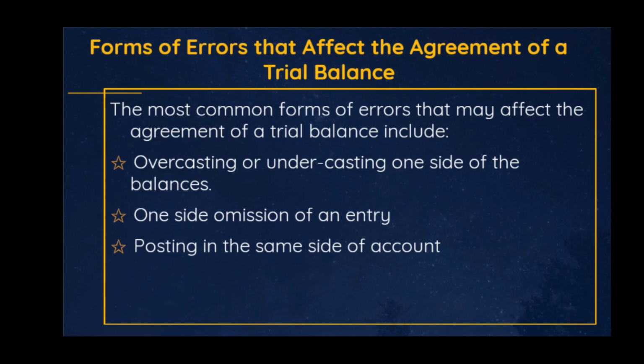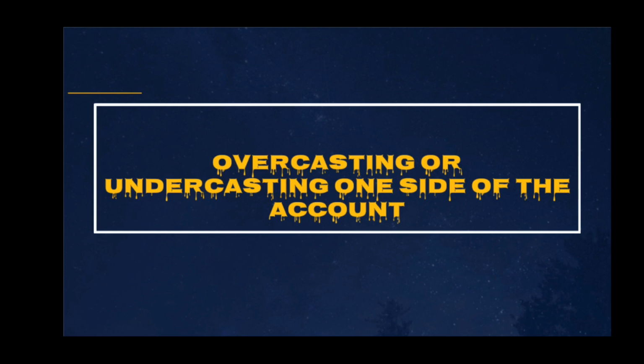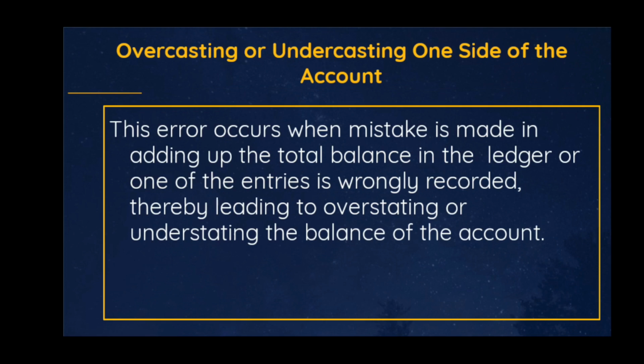So, overcasting or undercasting one side of the account. This error occurs when a mistake is made in adding up the total balance in the ledger, just like I said earlier, or one of the entries is wrongly recorded. When there is a mistake in inputting one of the entries in the ledger, such a mistake will surely lead to overcasting or undercasting in that account, and as a result, that will affect the agreement of the trial balance. So let's take this example.